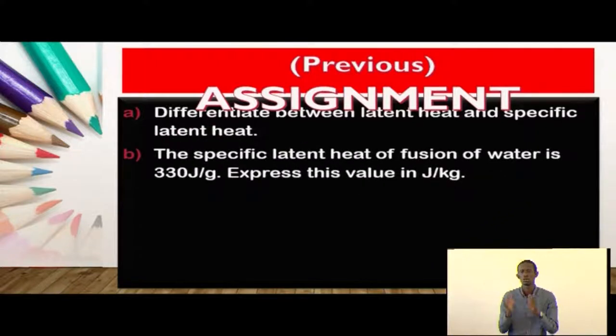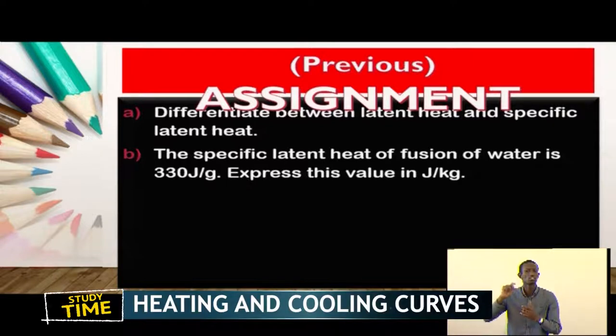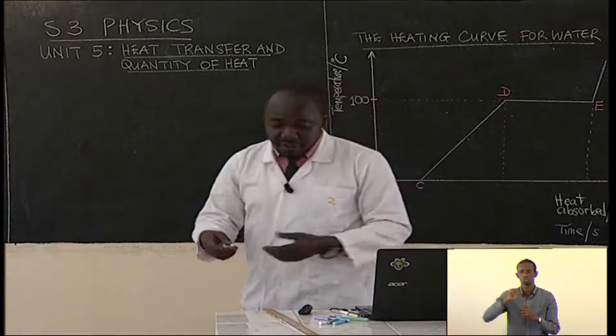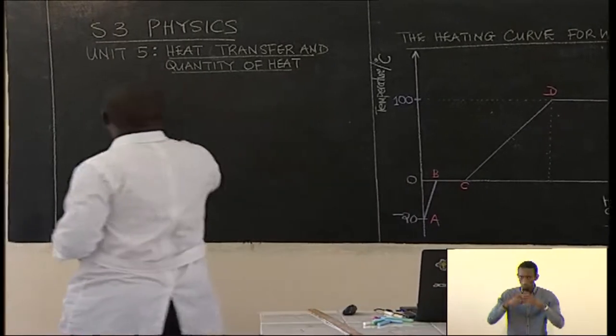The specific latent heat of fusion of water is 330 joules per gram. Express this value in joules per kilogram. I'm going to start with part B. Part A is quite easy. We have been looking at it before. You just need to revise your notes. So let me begin with part B.